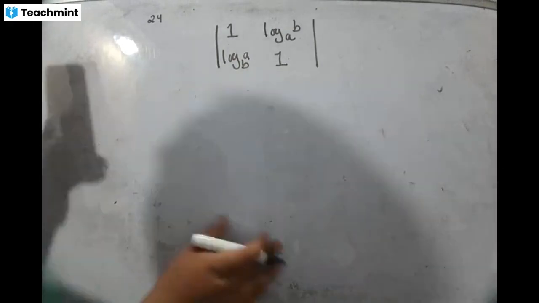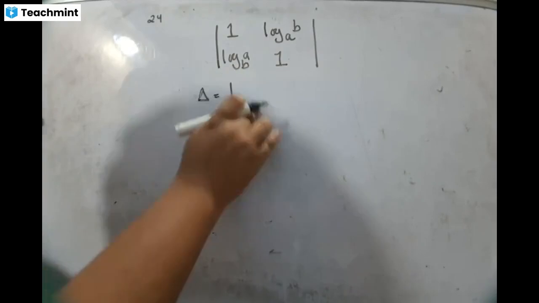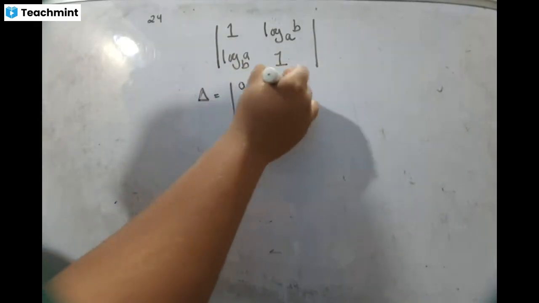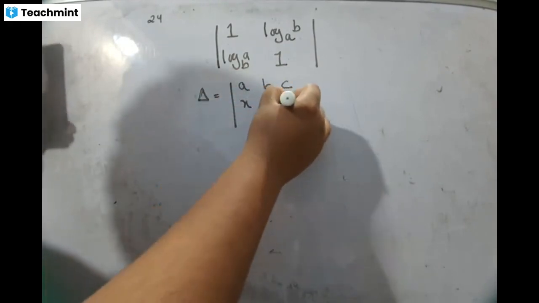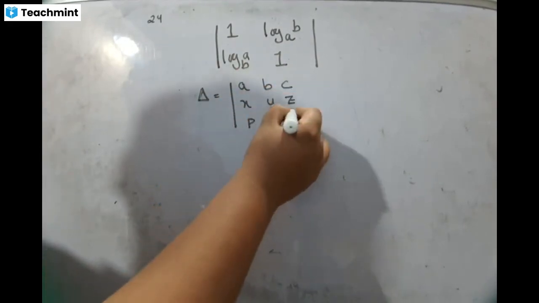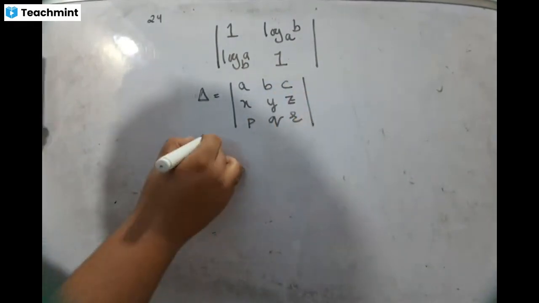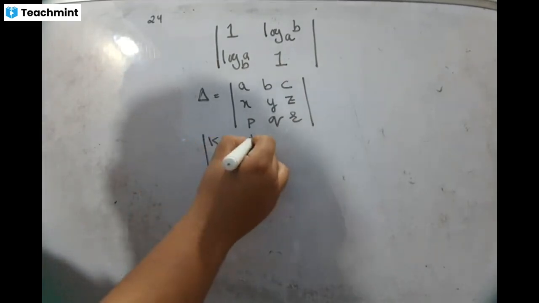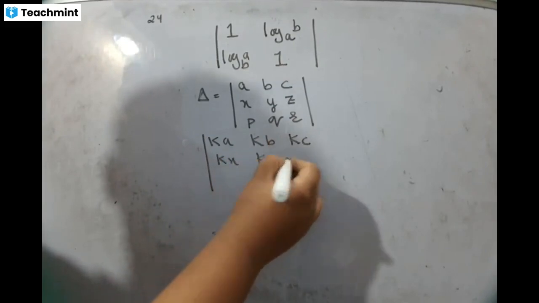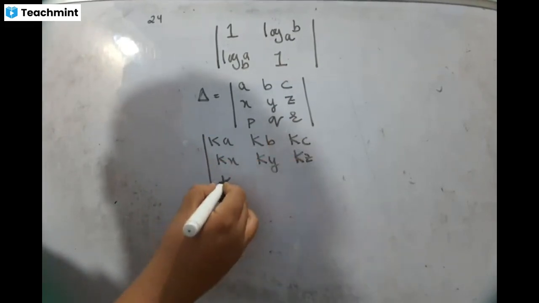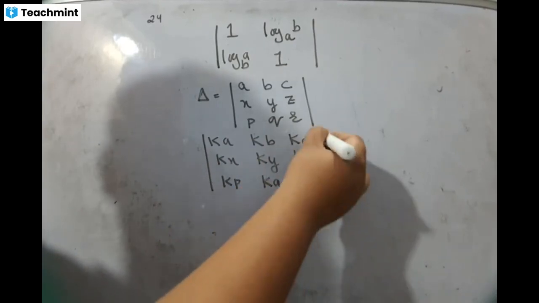Okay, next question that was given in the specimen paper. Look at this. This is the value of the determinant. It is given as rows A, B, C; X, Y, Z; P, Q, R. Then I have to find the value of this, everyone: KA, KB, KC; KX, KY, KZ; KP, KQ, KR. Such easy questions were given in the specimen paper.